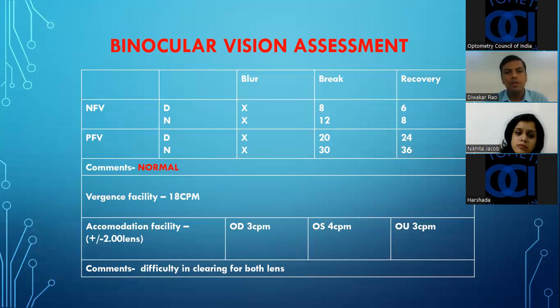Patient was having difficulty with both the lenses here, difficulty in plus as well as minus. Plus lenses will relax accommodation, minus lenses will stimulate accommodation. The patient had difficulty with both plus and minus over here. So the abnormal finding in this slide is, you see the accommodative facilities are on the lower side.